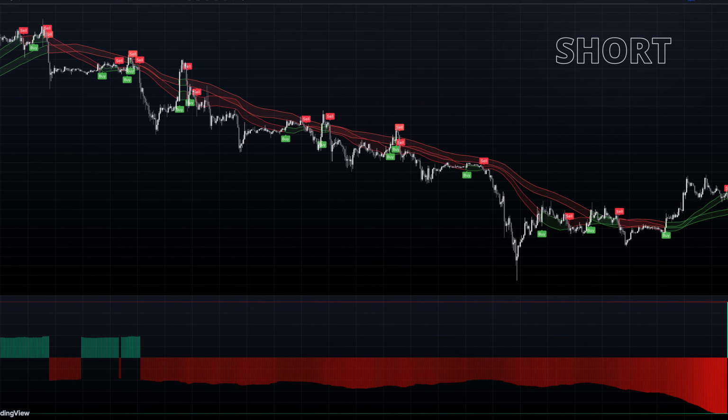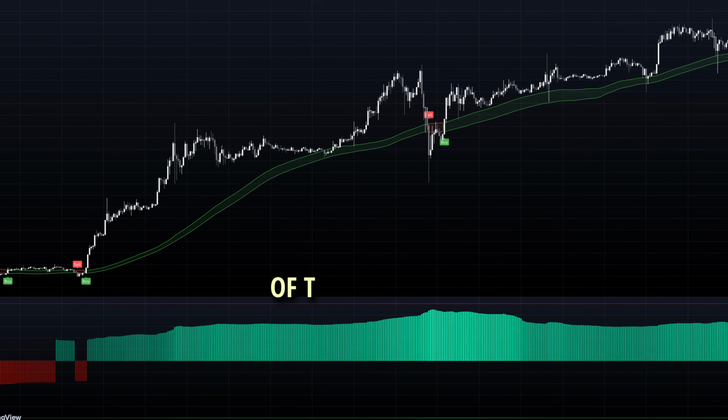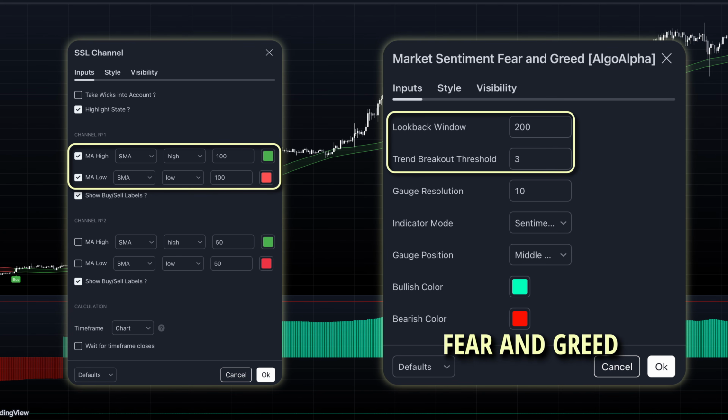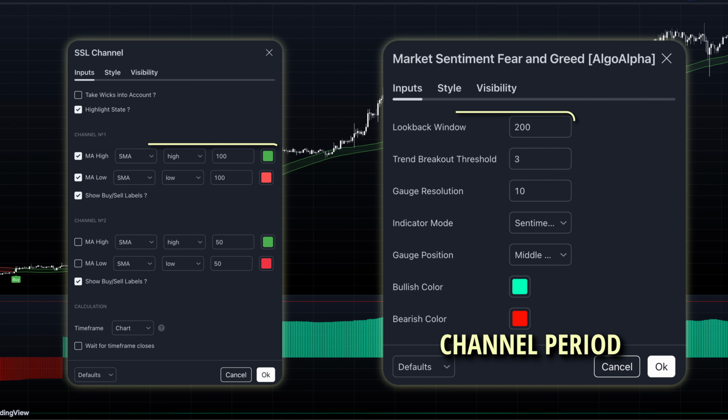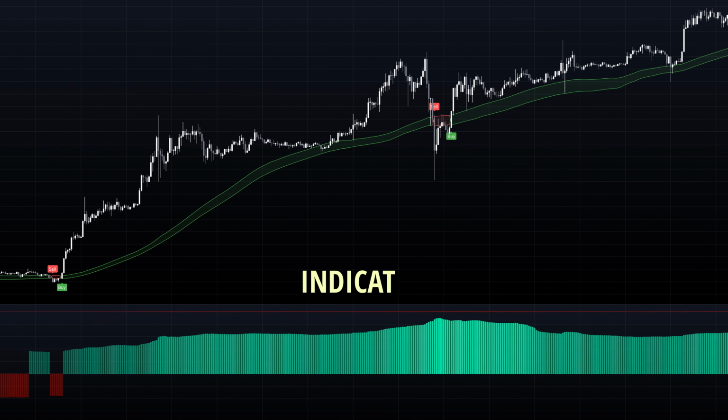For shorts, enter when the short period channel is below the long period channel. Both show red, and market sentiment confirms bearish direction. For a cleaner chart, you can remove one of the channels. In this case, I recommend setting the period on the Fear and Greed indicator higher than the channel period and take trades when the SSL channel signals align with the market sentiment indicator.